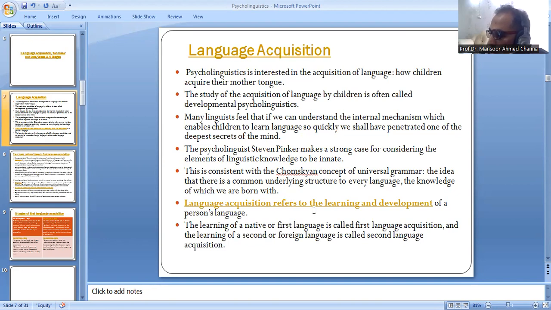Language acquisition refers to the learning and development of a person's language. The learning of a native or first language is called first language acquisition, and the learning of a second or foreign language is called second language acquisition.